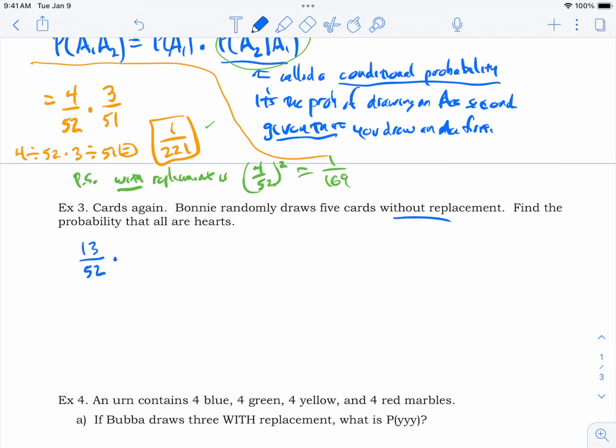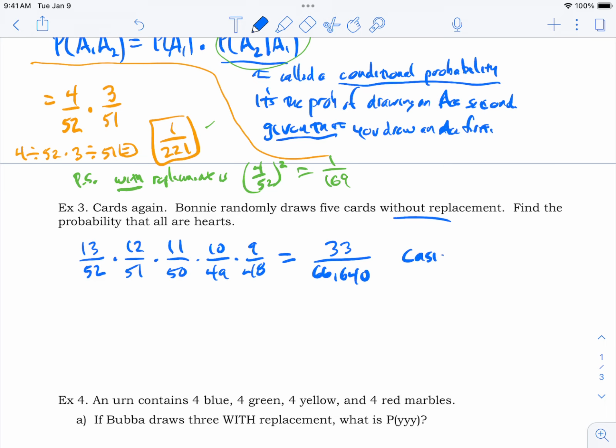Now, assuming that she already got a heart, there's only 12 left, and by the way, there's only 51 cards left. And if she got 2 hearts in a row, well, now there's only 11 left, and it's only 50 cards left. Then there's only 10 hearts left out of 49 cards. Then there's only 9 hearts left out of 48 cards. You see how this goes, right? So this comes out to a 33 on top and a 66,640 on the bottom.